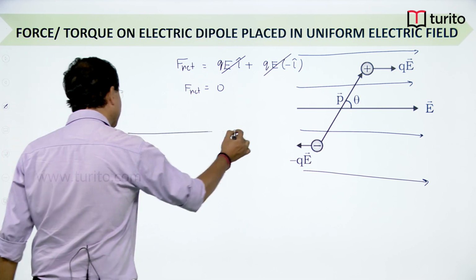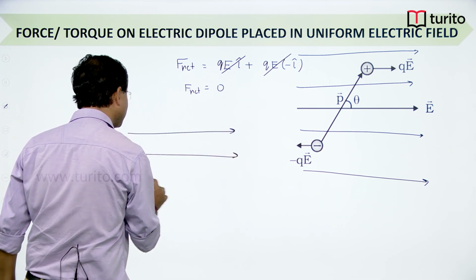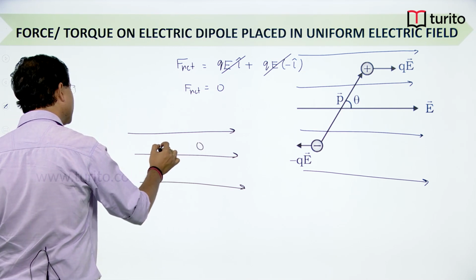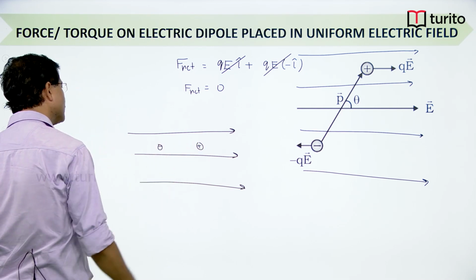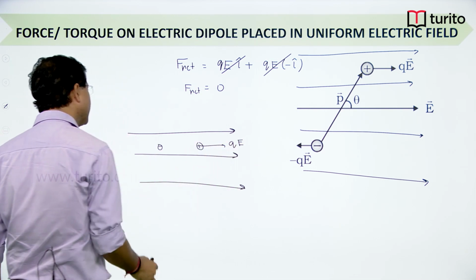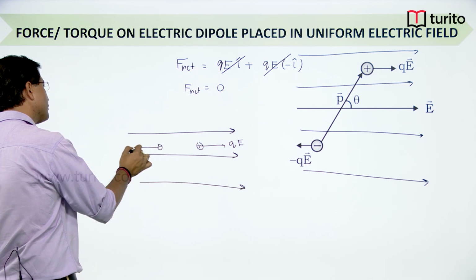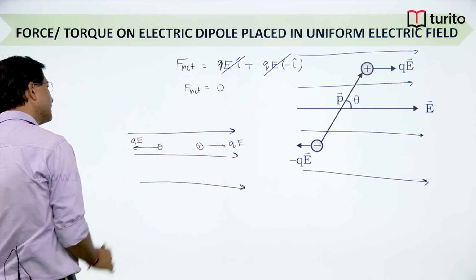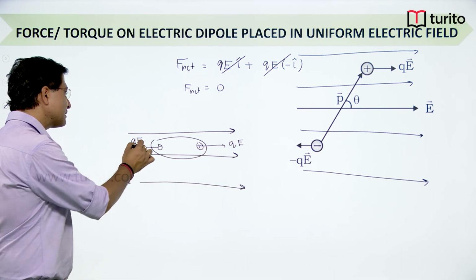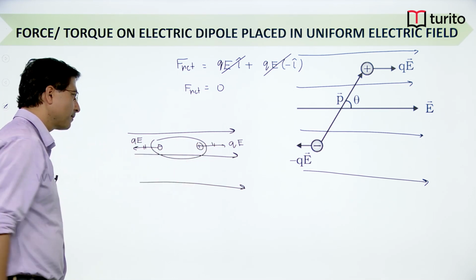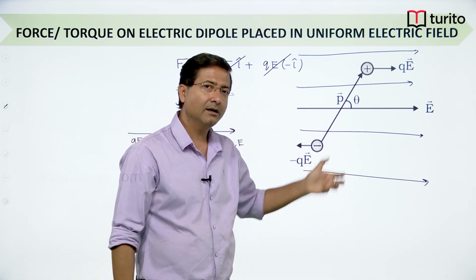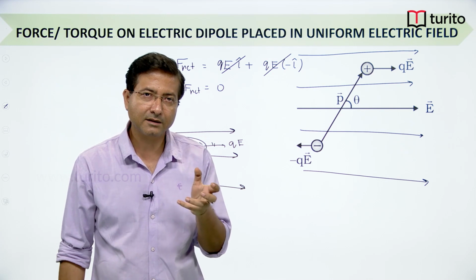If you place the dipole this way, negative charge, positive charge, right? So the positive charge will experience force along the field, that will be QE this way, and the negative charge will experience force opposite to the field, that is QE this way, right? If I draw the free body diagram of the dipole, then these two will cancel each other and the net force is 0, right? So no matter how we place the dipole in the field, the net force it experiences is 0.